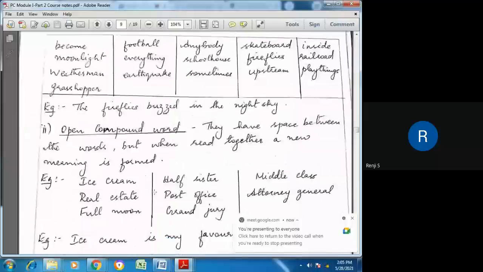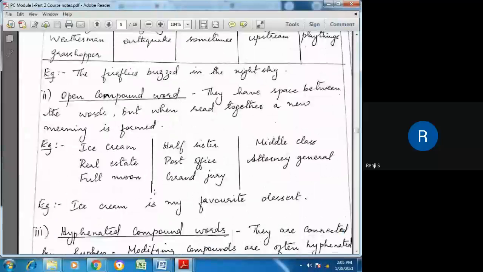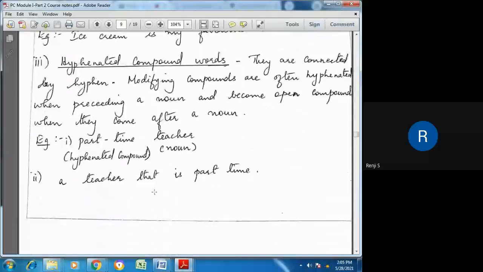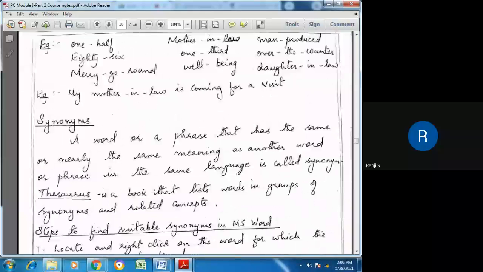Then we have open compound words, those formed from two or more words, but they are written with a space in between, like ice cream and all. Then there are hyphenated compound words, which have a hyphen in between, but they are joined. They are formed from similar words. When put together, they give a new meaning to the word. Okay.